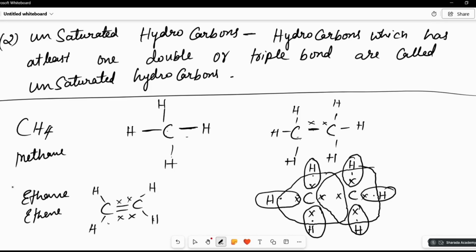Okay. In this only you have ethyne, one compound is there. Here they are sharing three pairs of electrons. One pair, two pair, three pair. Okay. So here we call it a triple bond. So if the compound has a double bond or triple bond, they are called unsaturated hydrocarbons.